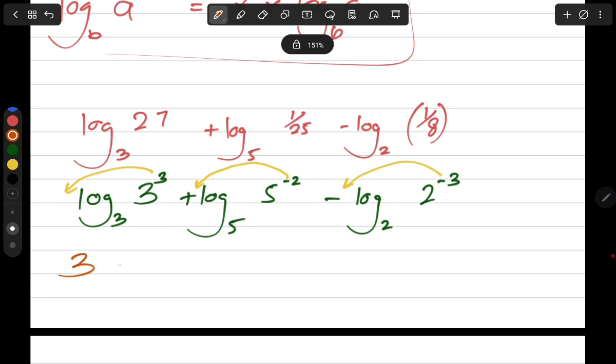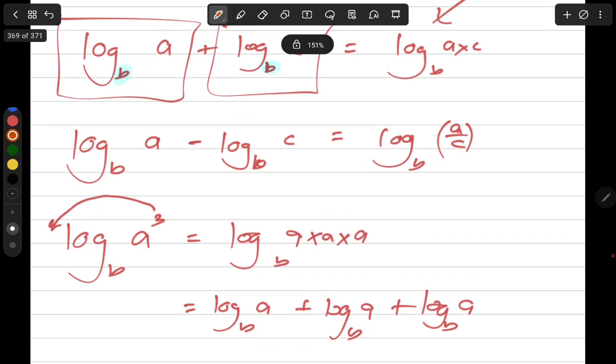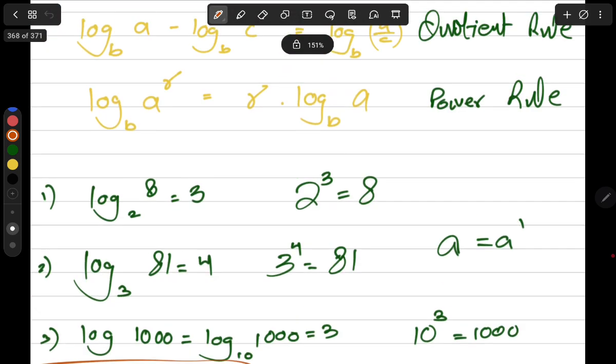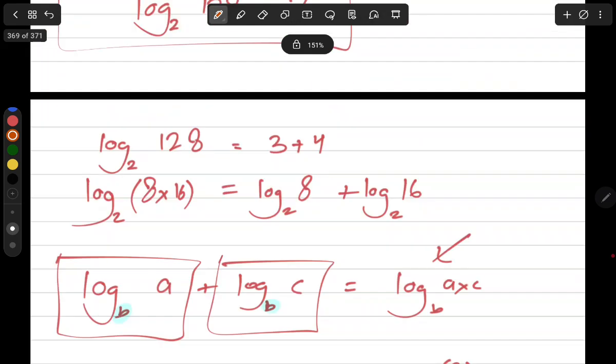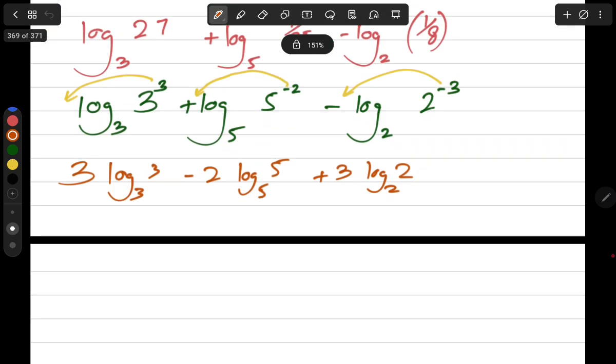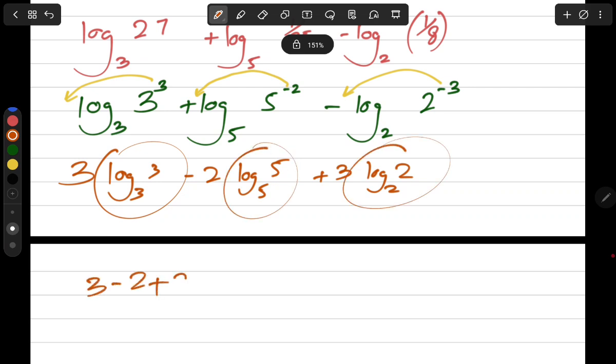So now this becomes 3 log 3 base 3 minus 2 log 5 base 5 plus 3 log 2 base 2. Now what did we see here? We saw that if you have logarithm anything to the base anything, it becomes 1, right? So I can turn all of these into 1. So this is 1, this is 1, and this is 1. So this becomes 3 minus 2 plus 3. So the answer is simply going to be 4, and that's it. So it is as simple as that.